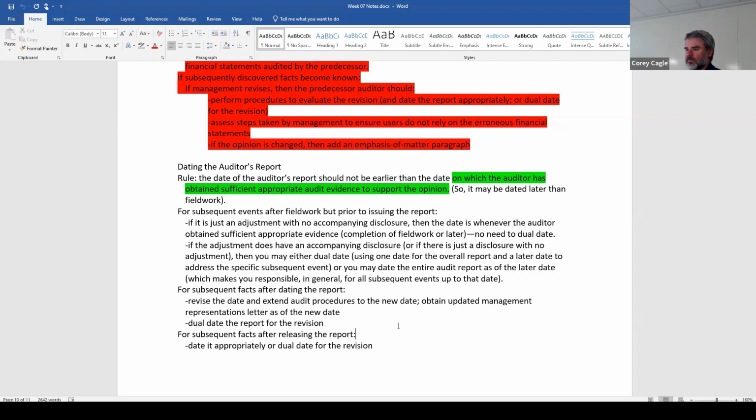So if you're just adjusting a number, stick with whatever date you finished field work or whatever date you obtained sufficient appropriate audit evidence. If you have a new disclosure, then either date it at that later date or leave your original date and dual date for that subsequent event. Lots of things to juggle here, but pretty straightforward, right?